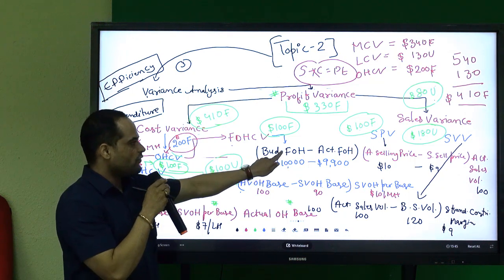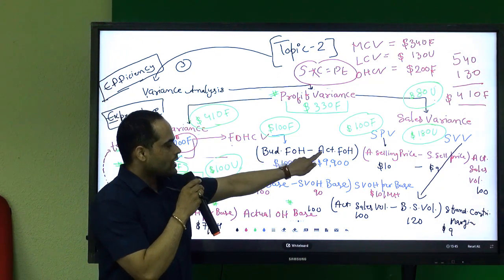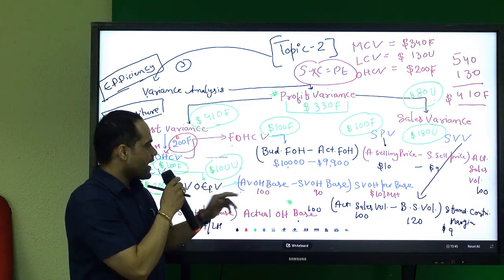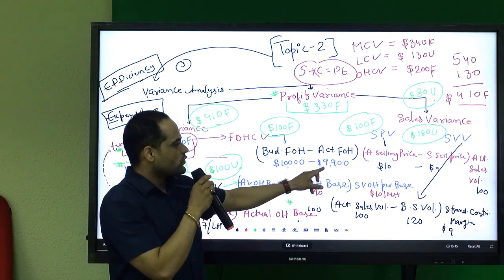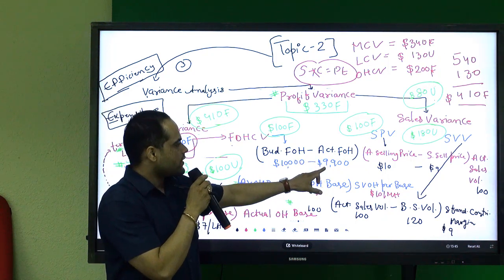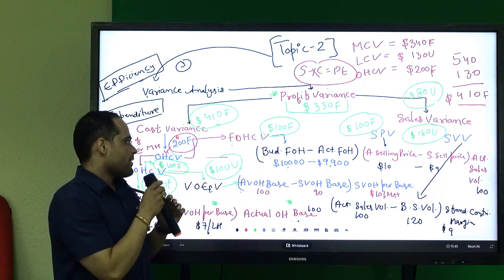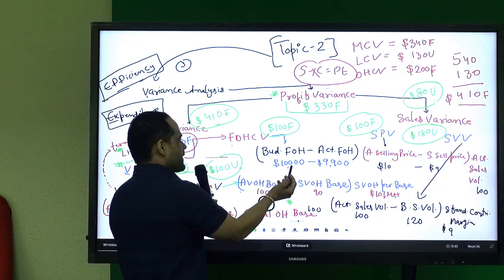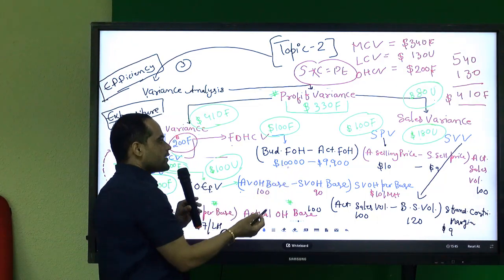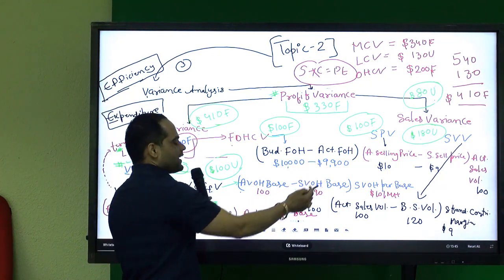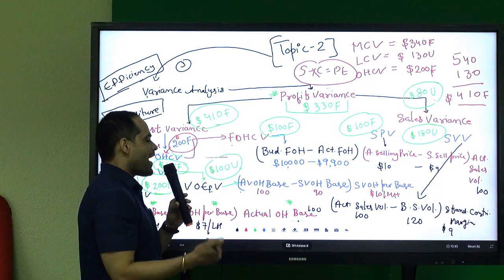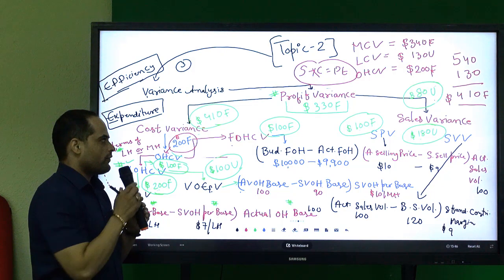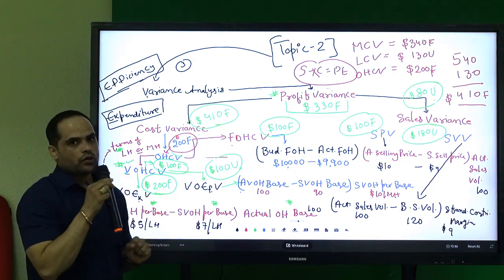So here is the formula for fixed overhead cost variance: budgeted fixed overhead minus actual fixed overhead. All right. So we assume budgeted fixed overhead is 10,000 and actual fixed overhead is 9,900. As a result, my variance is 100 F. Why F? Because I was expecting to spend around $10,000 for fixed, but actually I'm spending $9,900. So I am saving $100. So as a result, 100 F.